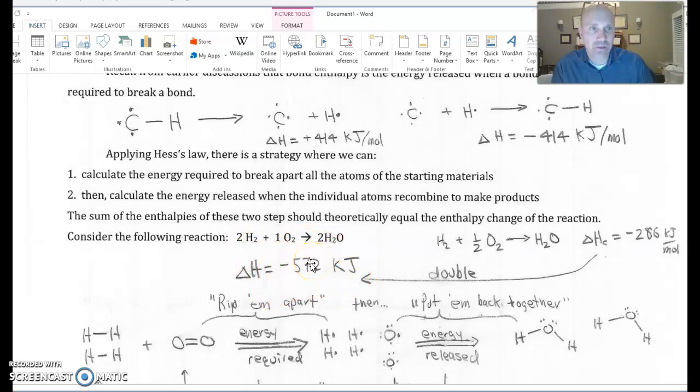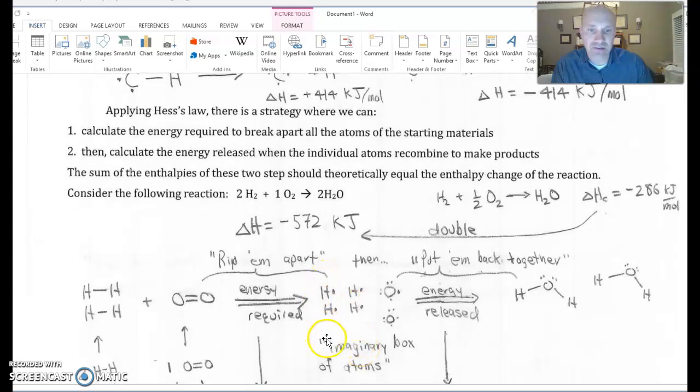So what we're going to do is compare this number right here, which would be the actual amount of heat given off by this reaction, to a value that we could calculate through this bond enthalpy strategy. A crude way of putting it is we're going to first take all the starting molecules and rip them all apart to give these individual atoms. We can consider this to be an imaginary box of atoms that we made from ripping all these guys apart, and that takes a certain amount of energy, which we're going to be able to calculate.